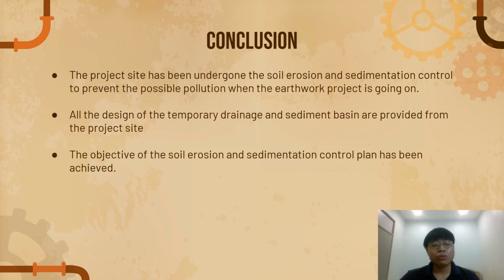Now we move to conclusion. The project site has undergone the soil erosion and sedimentation control to prevent the possible pollution when the earthwork project is going on. All the design, the temporary drainage and sediment basins are provided for the project site. The objective of the soil erosion and sedimentation control plan has been achieved.